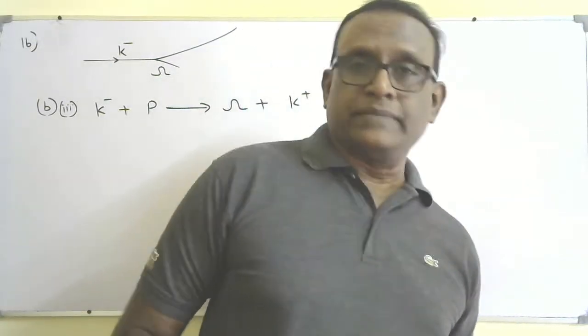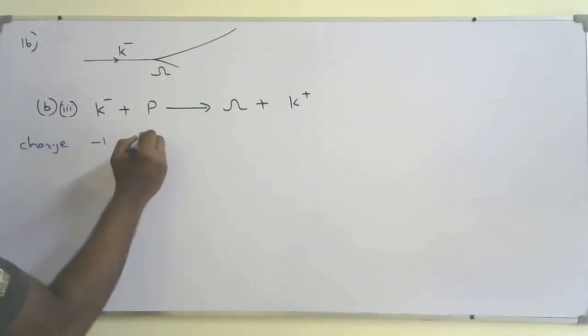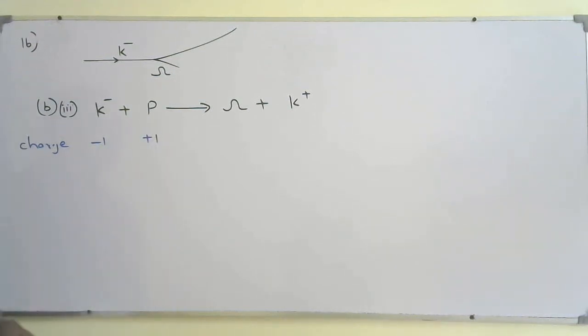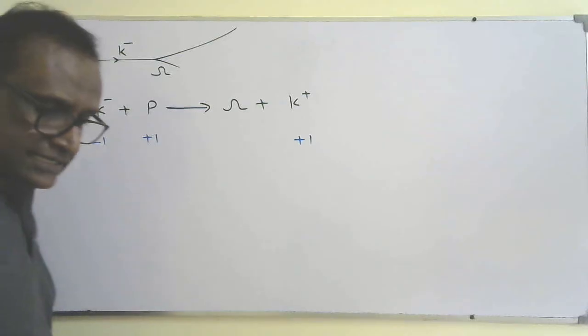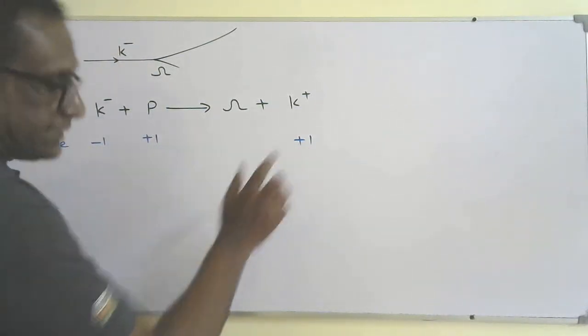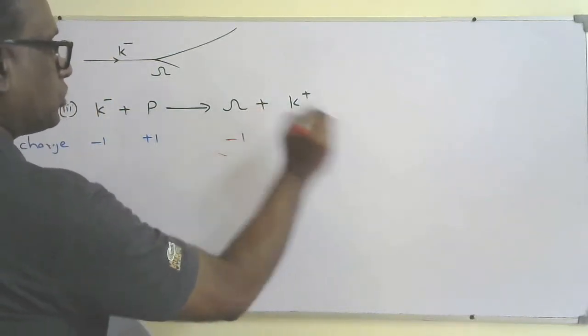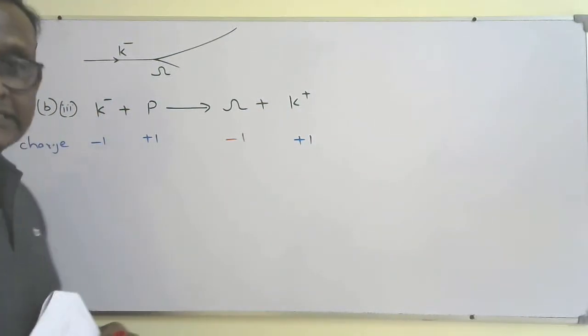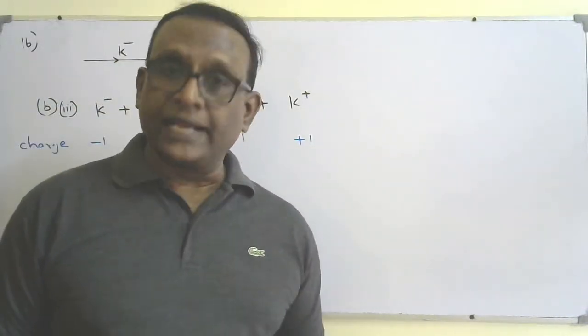You would have learned these things. Okay, so charge must be conserved. So we'll check for the charge. This is -1. We know proton is +1. K plus is +1. So the charge is conserved: left side 0, total charge 0. Right side has +1, so the omega must be -1. Only then will the total charge after interaction become equal to 0. So the charge of the omega particle is -1.